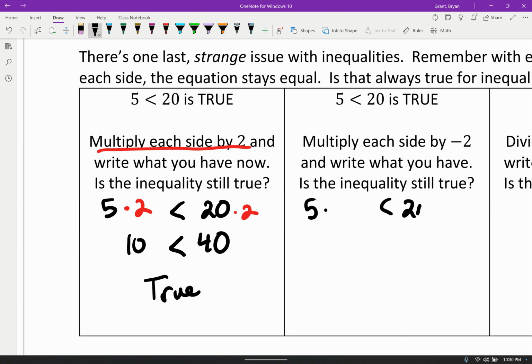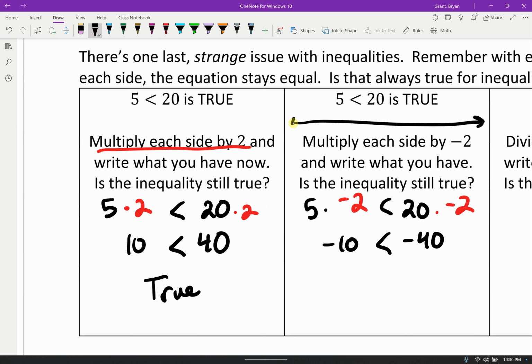We'll do the same thing, but now we'll multiply by -2. Okay, 5 times -2, that's -10. And this one's -40. Is that true? Think about a number line, right? Here's our positives, here's our negatives, here's 0, here's -10, here's -40. Is -10 smaller or less than -40? Well, that's not true. -10 would have to be over there. That ends up being false.